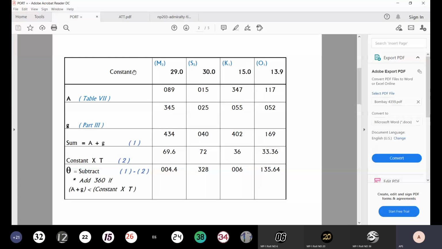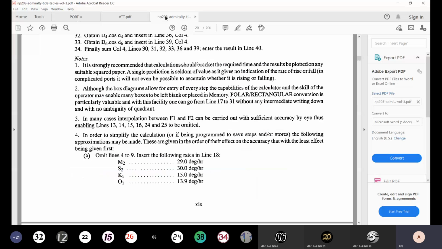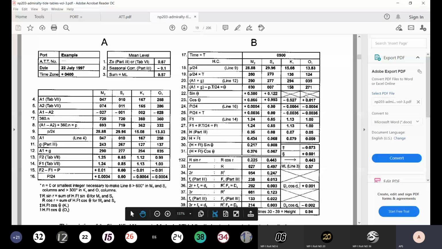Just remember, this is a very simplified method of calculation within reasonable accuracy. And if you want to follow the Admiralty method, then it is this one. You have to fill up all this data and get your answer. So you can either go for this one. Normally it takes 40 minutes.